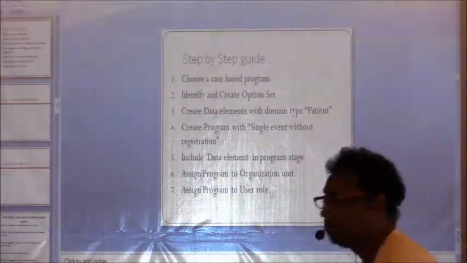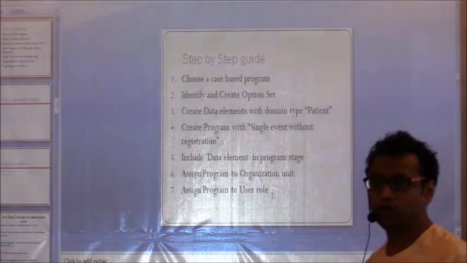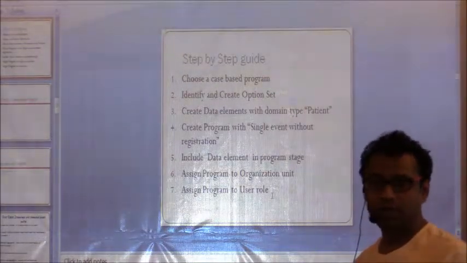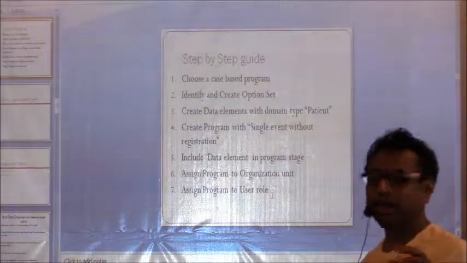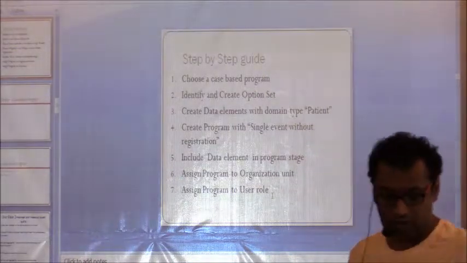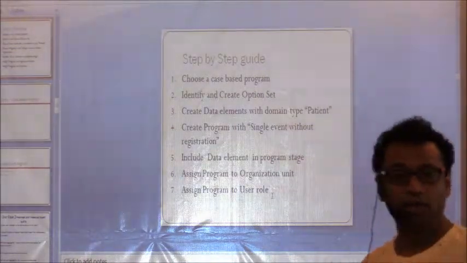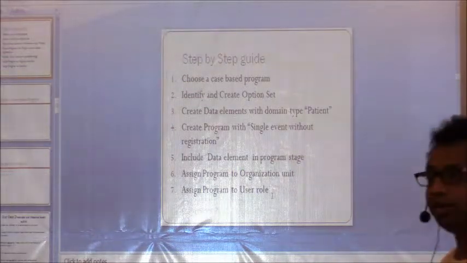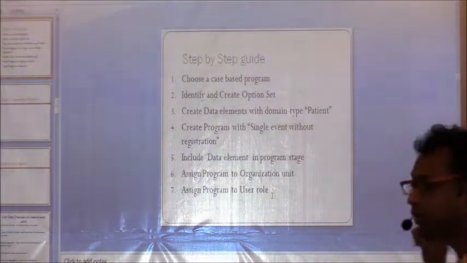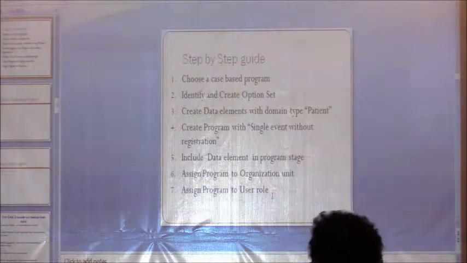And I say update, now save. Then there was one more thing which I was supposed to do. Who should enter this? Which user role? For example, I say only super user or M&E officer can record this one, or health worker can record this one. So you can assign a particular role to who can do this one.